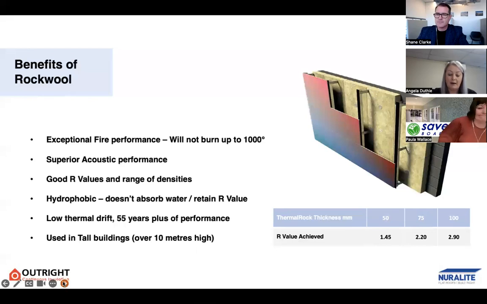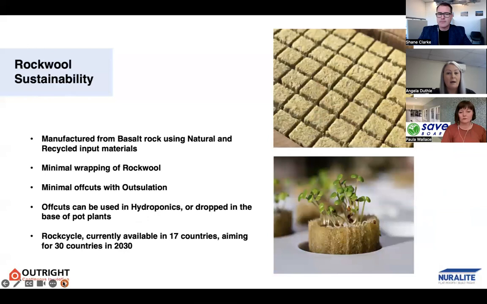In Europe, they looked at a whole lot of projects and removed the wall claddings to look at the performance of the rock wool that had been in situ, some for up to 55 years. And they found that the R value of those products was as good as when they were installed. So that's really a good quality with the product. And that's where low thermal drift comes in. That means the performance of the product over time maintains really well. Nice. Rock wool is ideal in buildings over 10 metres high as well.